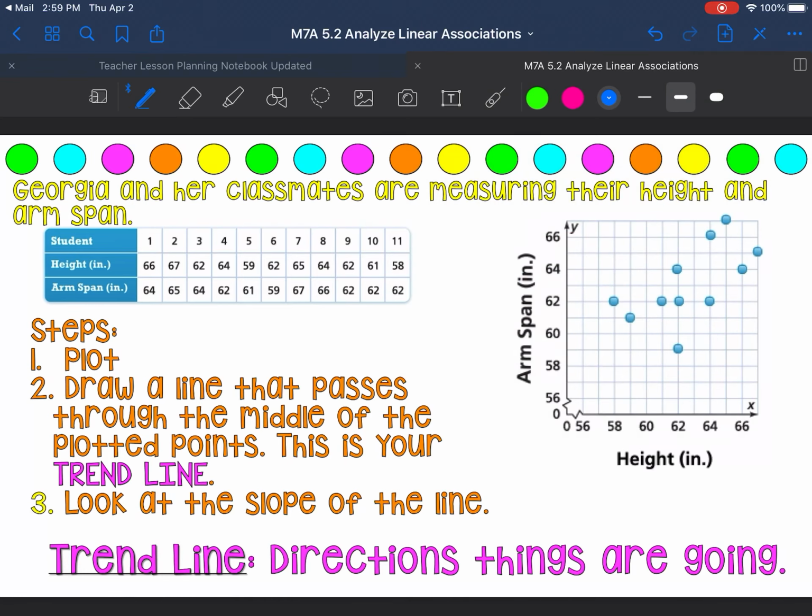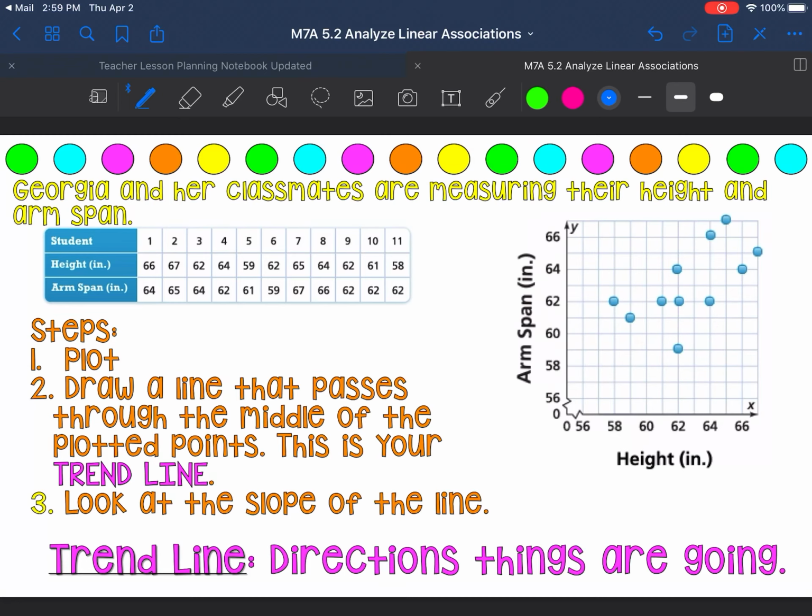So let's take a look at Georgia. Georgia and her classmates are measuring their height and arm spans. Now we have all of their data right there in our table. So we're going to have 3 steps that we want to do. The first step is we want to plot.